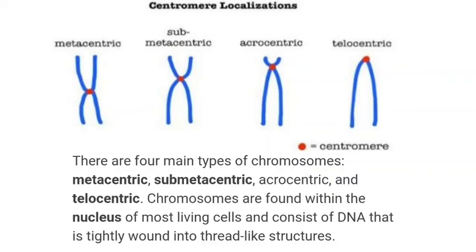Acrocentric. The centromere is near one end of this chromosome, which therefore looks like the English letter J. One arm is much smaller than the other. Telocentric. The centromere is right at the end of the chromosome, making the chromosome look like the English letter I. This chromosome consists of only one arm. Like this, different types of chromosomes are present in our body.